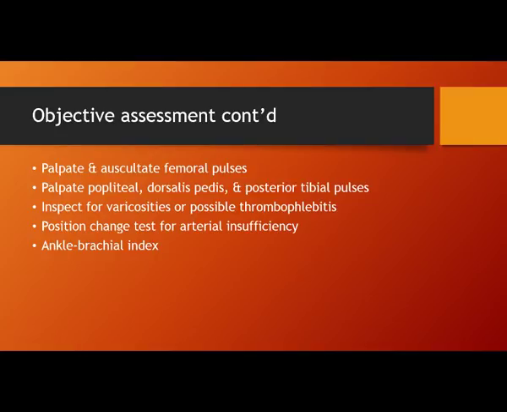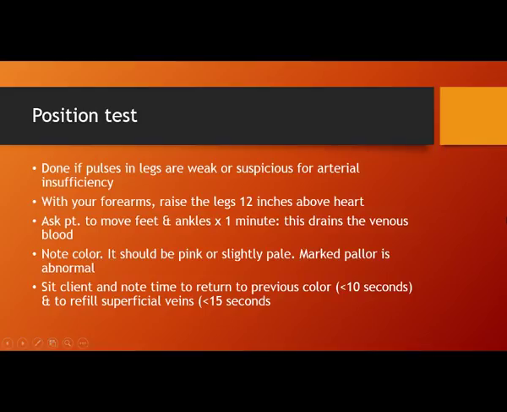Next are the position change test for arterial insufficiency, which we'll see how it works in a minute, and the ankle brachial index. These last two are not part of the routine assessment. You would do these if you were suspicious of arterial insufficiency. The position test is done if the pulses in the legs are weak, or if for some other reason you suspect arterial insufficiency.